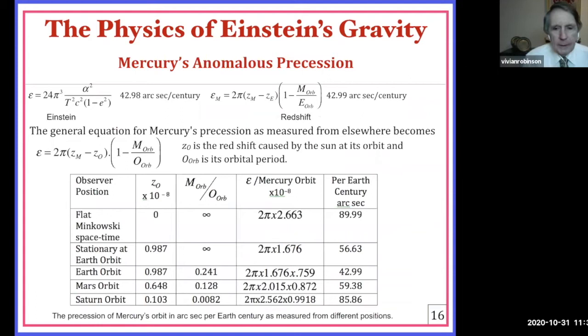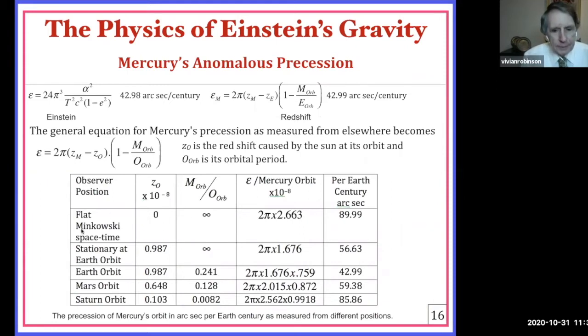Many people believe that Einstein's equation for precession of Mercury's perihelion applies to all observers. This derivation and equation suggests that observers in different locations will get different results. The general equation for Mercury's precession as measured from elsewhere becomes epsilon m equals 2 pi times Zm minus Zo times 1 minus m orb over O orb, where Zo is the redshift caused by the Sun at the observer's orbit and O orb is its orbital period.